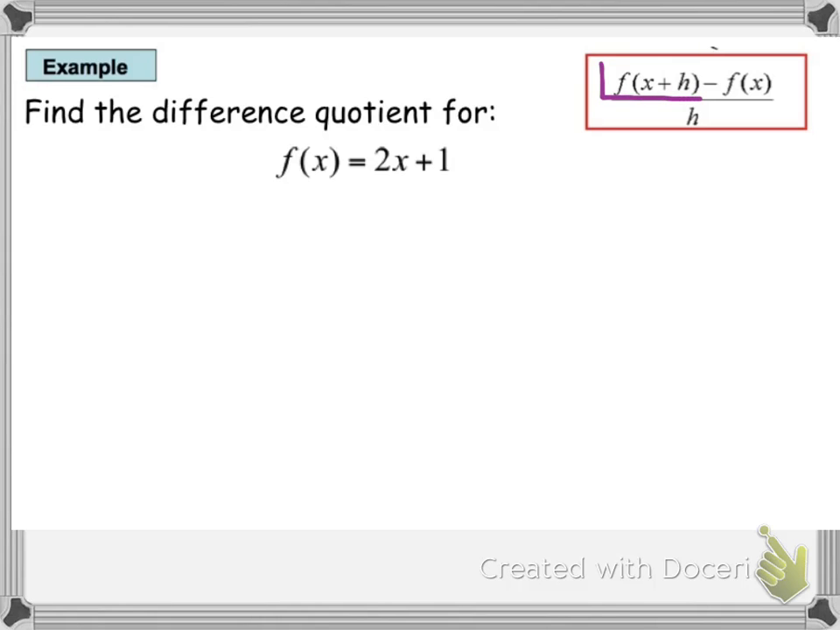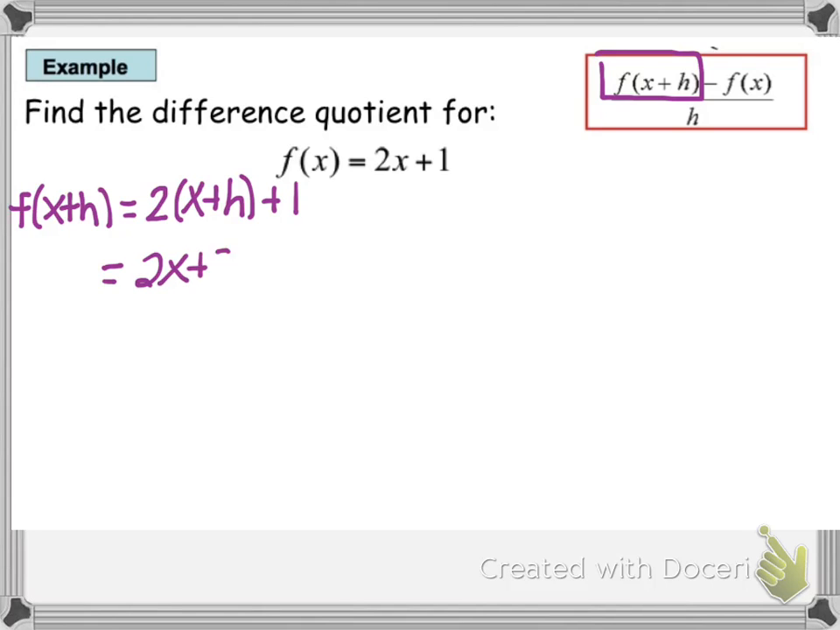So taking a look at my function 2x plus 1, I need to find f of x plus h. That means I'm going to just, on the side of my paper here, find f of x plus h. So I'm going to take x plus h and plug it in for x and do a little simplifying, and I get 2x plus 2h plus 1. So there's my f of x plus h. Now remember, the second step we said is that we're next going to subtract f of x. So that's what we're going to subtract from there.